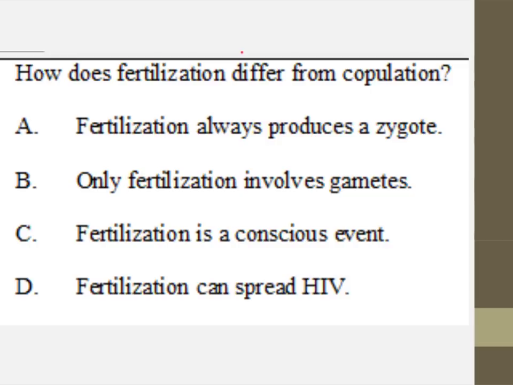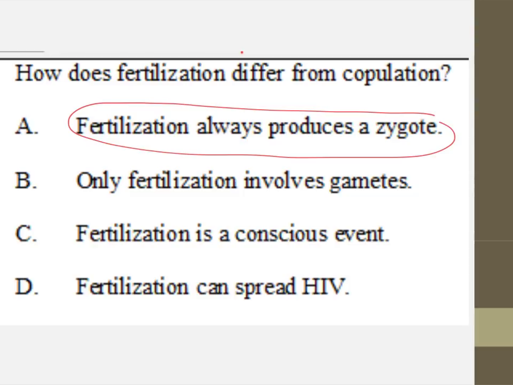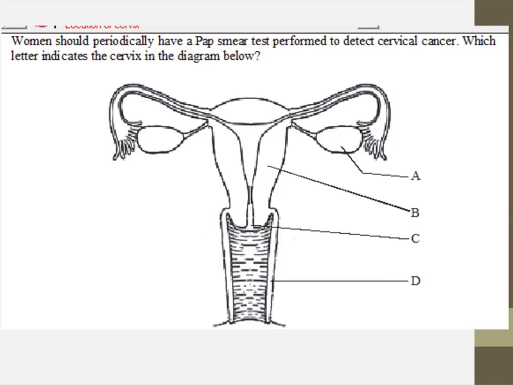How does fertilization differ from copulation? Fertilization always produces a zygote. Copulation is just intercourse, and intercourse, of course, involves gametes. Fertilization is not a conscious event. You can't help it. And fertilization can't spread HIV. Copulation does. Okay, pause here. Give yourself a chance to answer it.